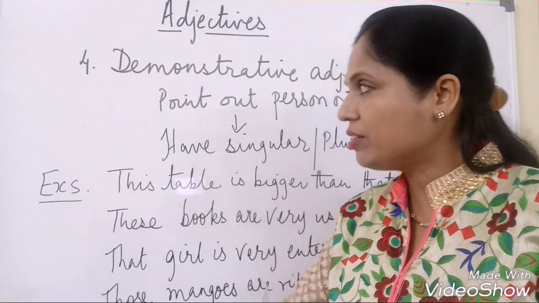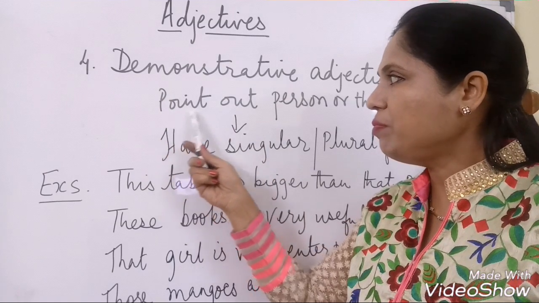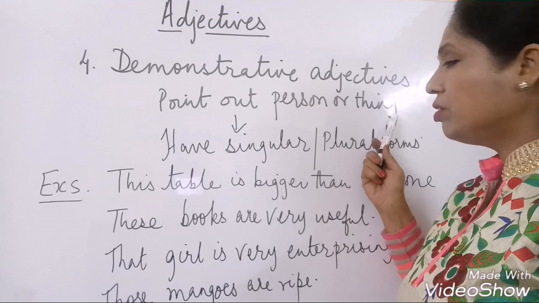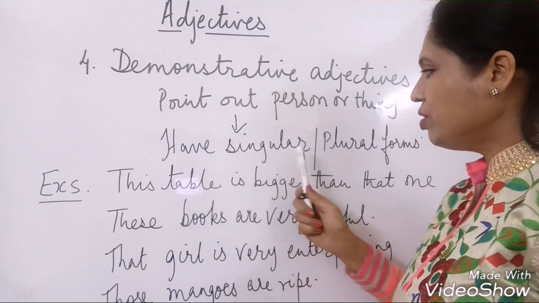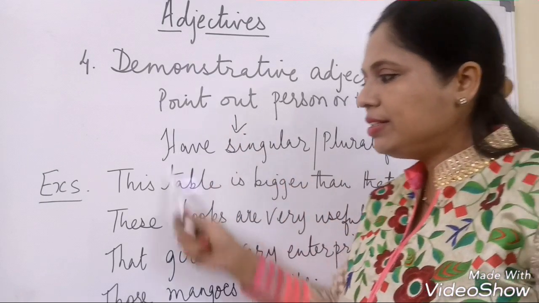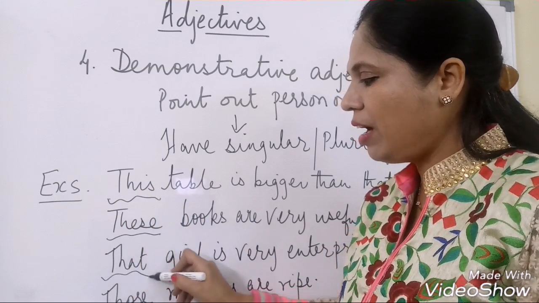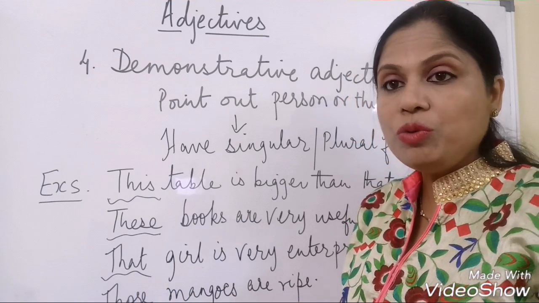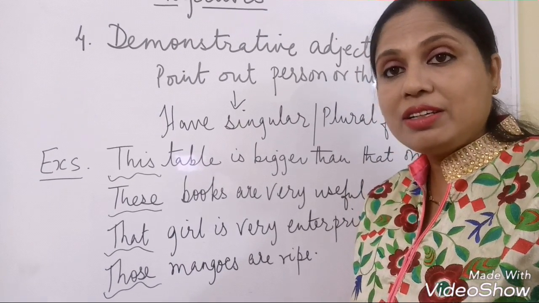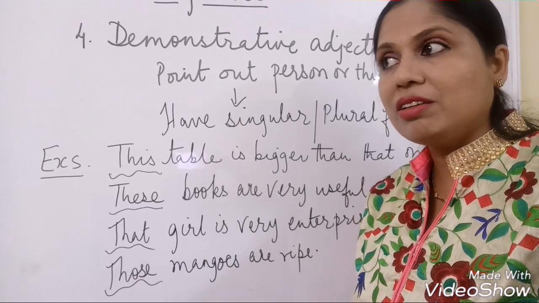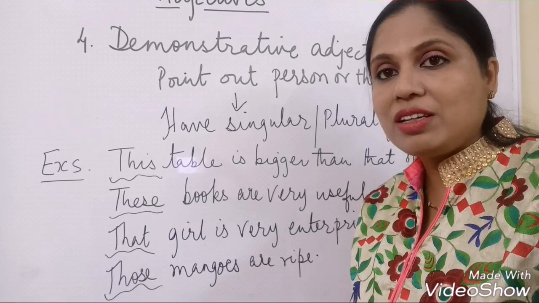The fourth type of adjective is the demonstrative adjective. The demonstrative adjective points out the person or thing. I'll just explain this. They also have a singular or plural form. Examples of this adjective are this, these, that, and those. And even though these words look very, very simple, they can be very tricky. It is in the simple things that errors can be hidden and not be found out that easily.